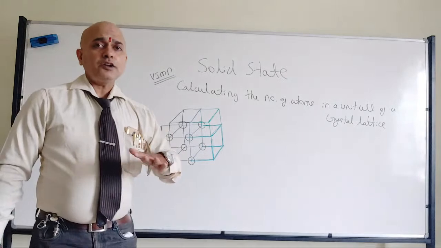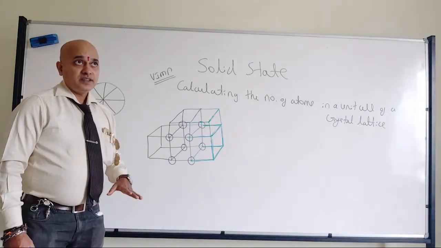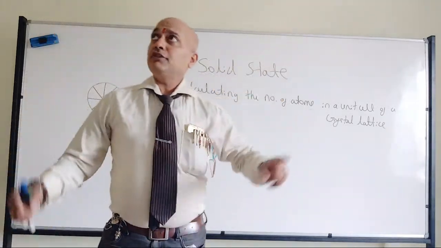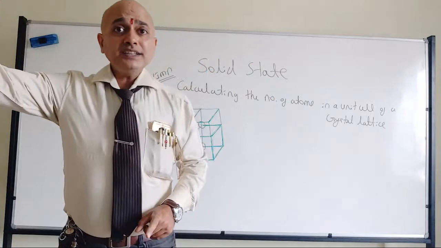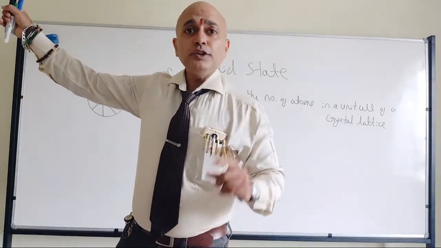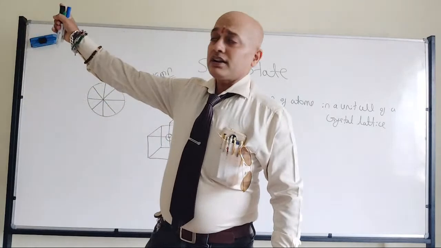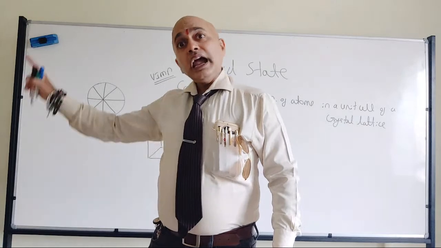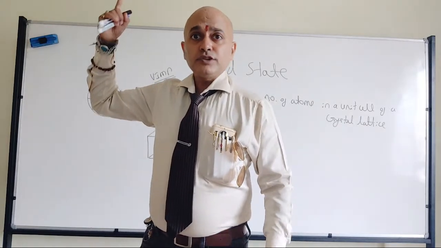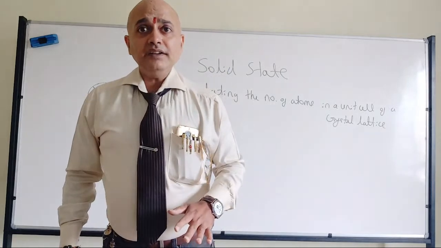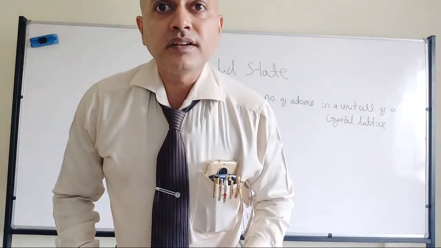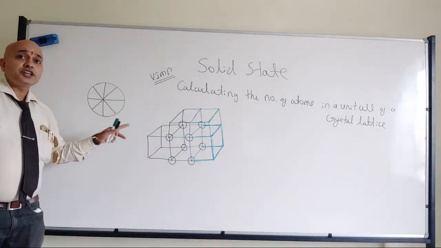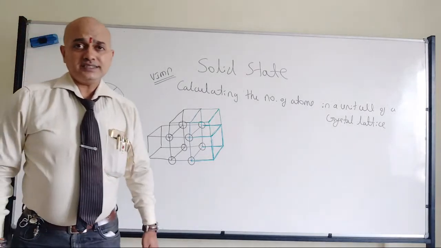Not 6. The 6 cannot come. It should be 8. Imagine, or you can see the corner of the room where you are sitting. Imagine that corner as one unit cell, and that corner will be shared by 4 rooms of this floor and 4 rooms of the top floor. So total how many rooms? 8, right? So that's what I mean to tell. In that case, corner atoms will be shared by 8 unit cells.